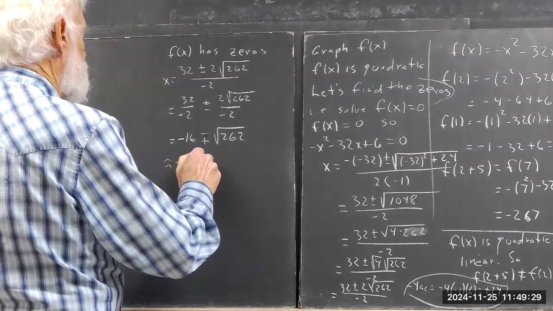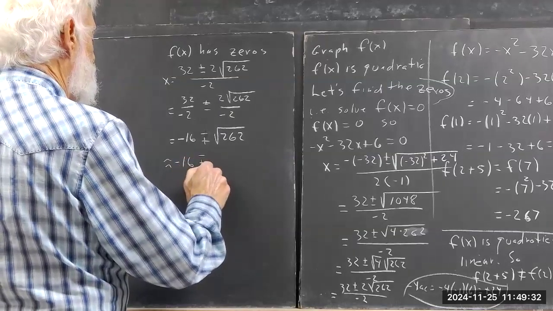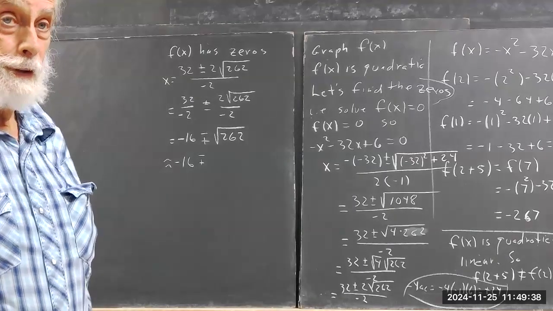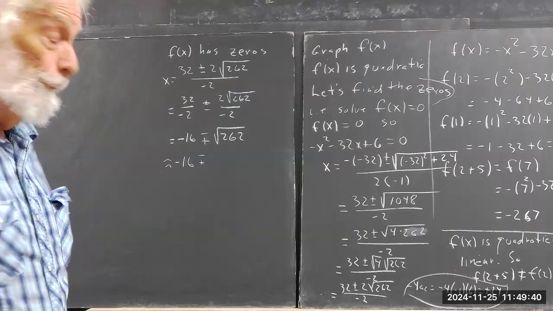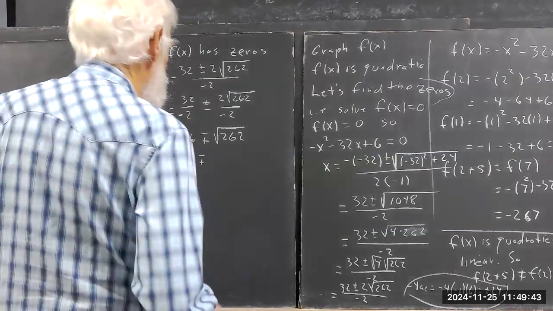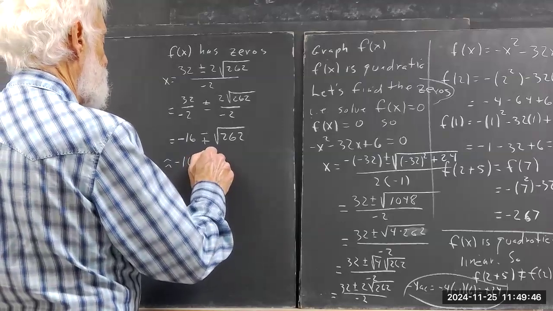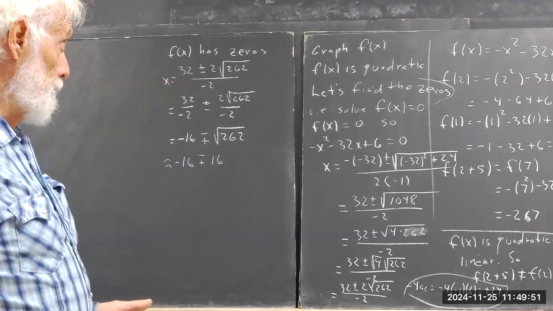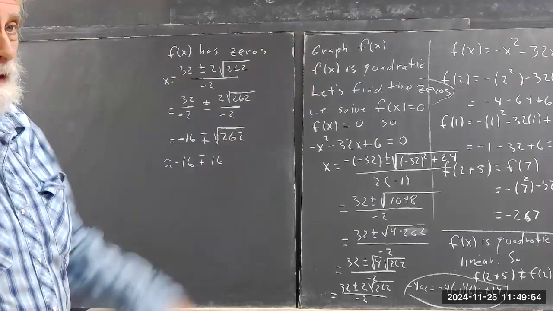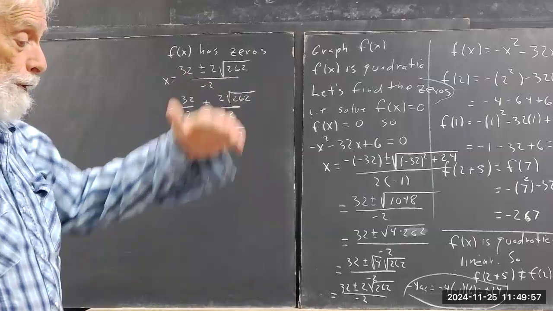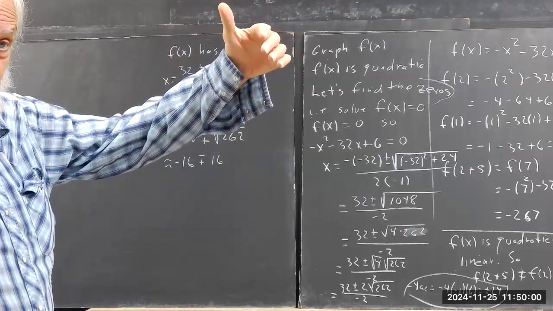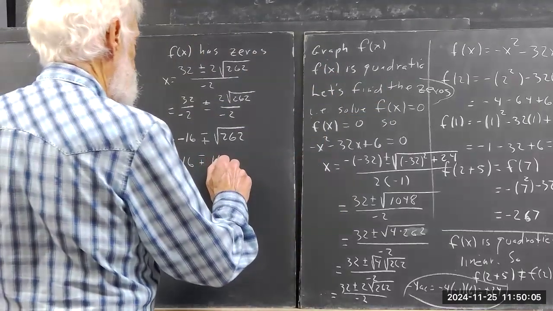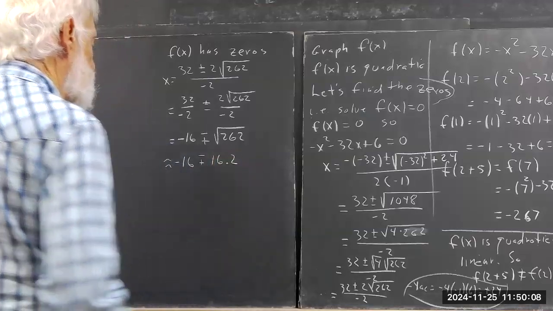Now, I've got to be a little bit careful here. The square root of 262 is really pretty close to 16. It's like we got negative 16 minus or plus something that's really close to 16. Now, 16 squared is 256. 17 squared is 289. 262 is a lot closer to 256 than it is to 289. So I'm just going to make an educated guess without thinking too hard about it. I'm going to say maybe that's 16.2.